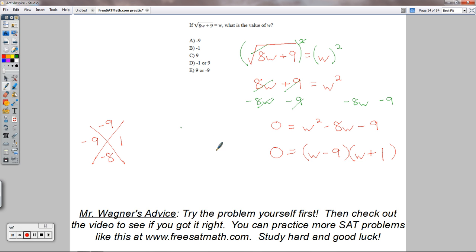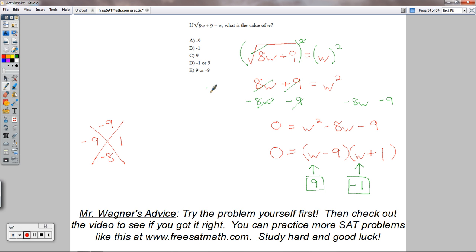What value makes this factor equal to 0? Well, if I plugged in 9 right there, 9 minus 9 would be 0, and 0 times whatever this would be doesn't matter. 0 times anything is still going to be 0. Same idea over here. This has to be negative 1 because negative 1 plus 1 is 0. 0 times, who cares what this ends up being, still going to be 0.